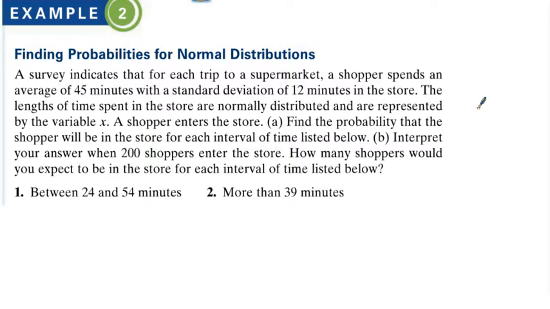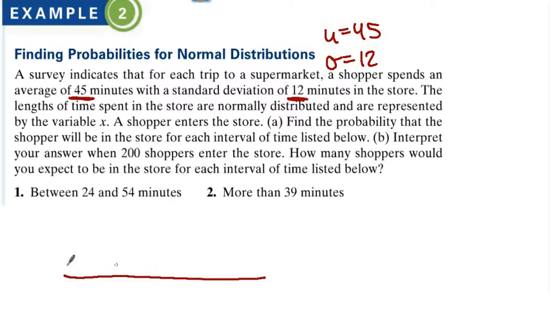It says a survey shows that each shopper in a supermarket spends an average of 45 minutes, so that means mu is 45, and the deviation, sigma, is equal to 12 minutes. Length of time is normally distributed, so obviously, normally distributed means that most people spend some average amount of time in the store. There are people in there for 2 seconds to buy a newspaper, and people in there for like 3 hours chatting with their friends in the aisle. Those are the extreme cases, but most people have some average time.